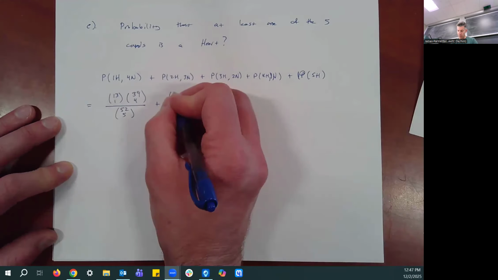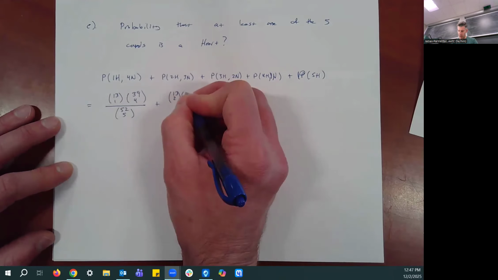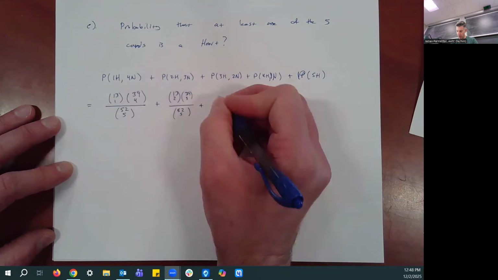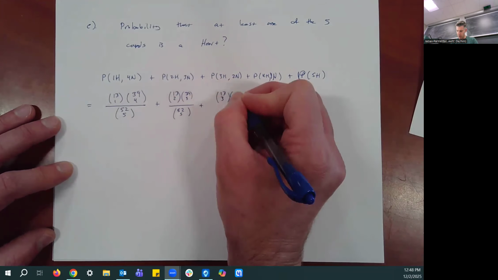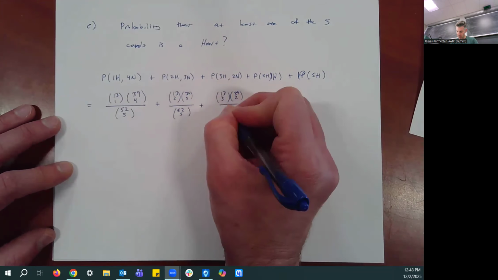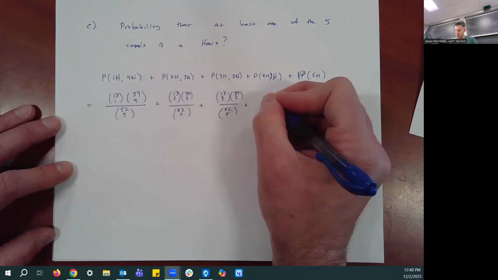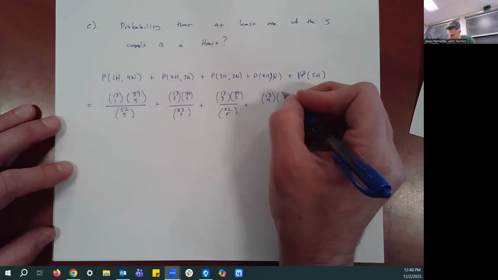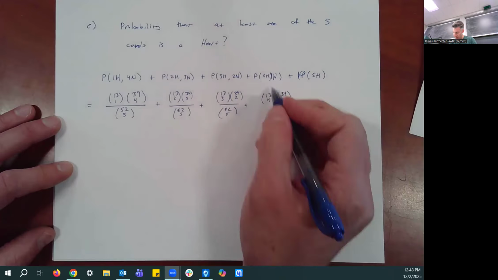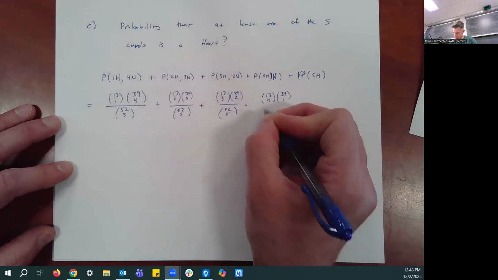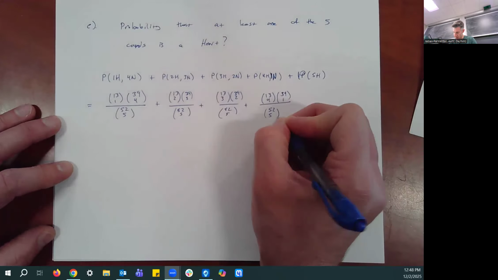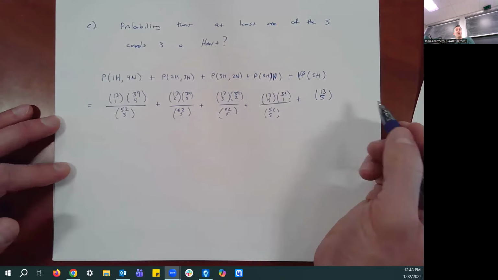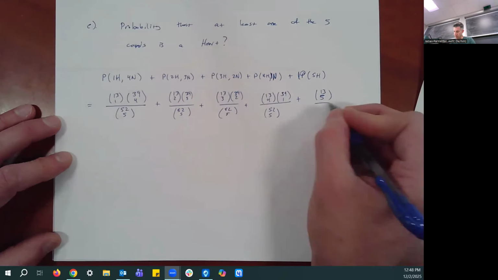This is going to be 13 choose 2 times 39 choose 3 over the same thing, 52 choose 5, and so on. 13 choose 3 times 39 choose 2 over 52 choose 5, plus 13 choose 4 times, oh my goodness, that's a 39 choose 1. That should be a 1 there. Sorry, it's a little hard to read. Over the same denominator. And finally, 13 choose 5. You don't really need the 39 choose 0 because that's going to equal 1, over 52 choose 5.